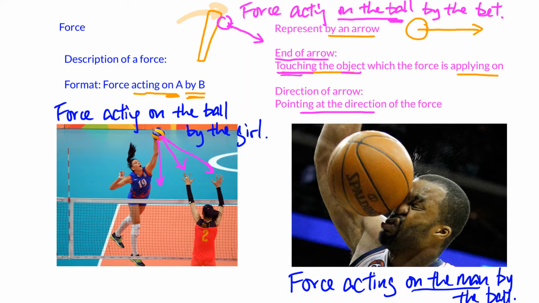So you know that the force adding on the man by the ball should be in this direction. Remember the end of the arrow has to be touching the object where the force is applying on, and the direction of the arrow indicates the direction of the force. Because we know that the man, after being hit by the ball, will fall back, the direction will be going backward.